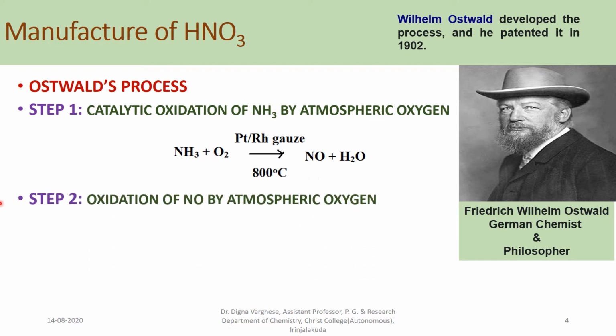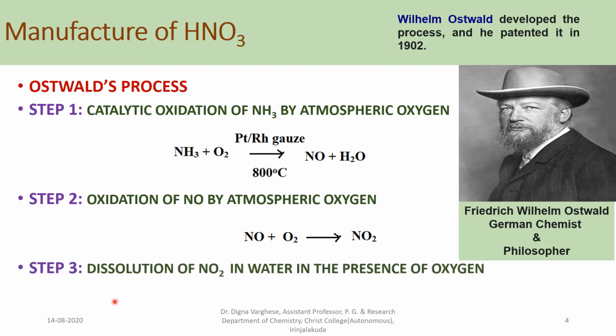Step 2. Oxidation of nitric oxide by atmospheric oxygen. Nitric oxide is cooled and passed through the oxidation chamber where it combines with oxygen of the air, giving nitrogen dioxide.